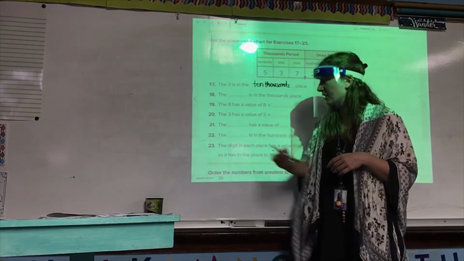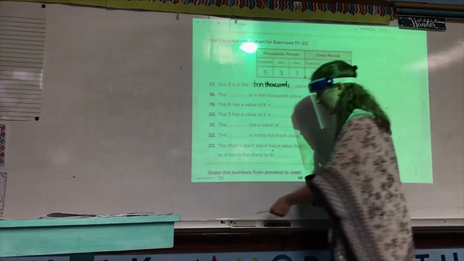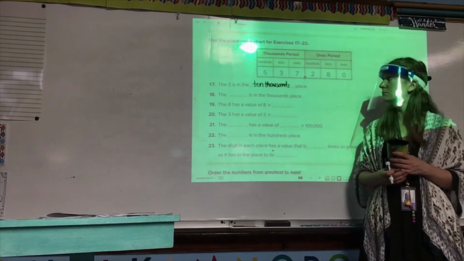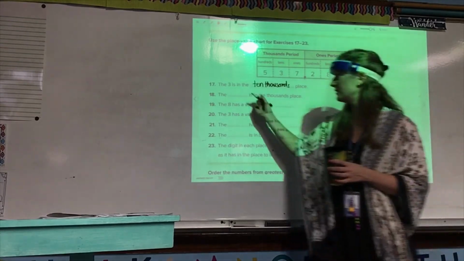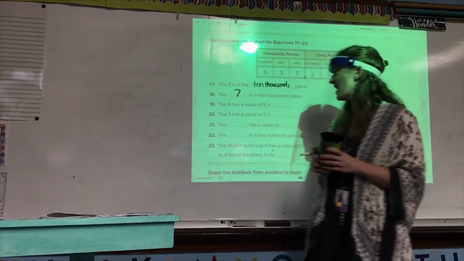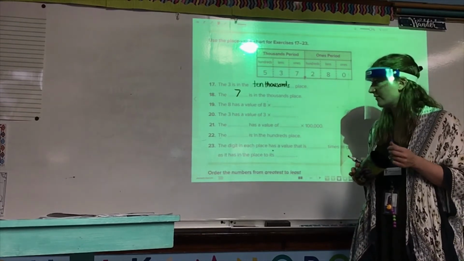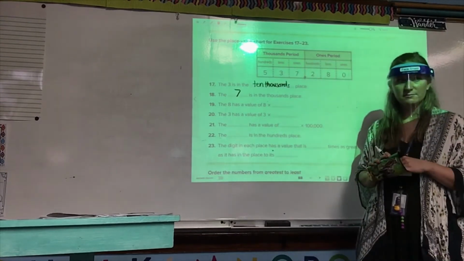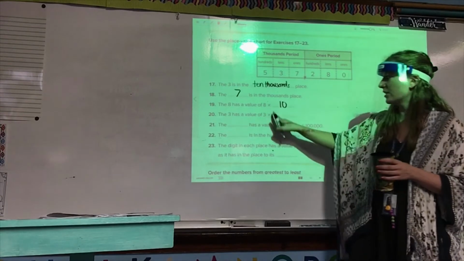Number 18, the blank is in the thousands place. Michaela. The 7 is in the thousands place. Number 19, the 8 has a value of 8 times what? Aaron. 10. Correct.